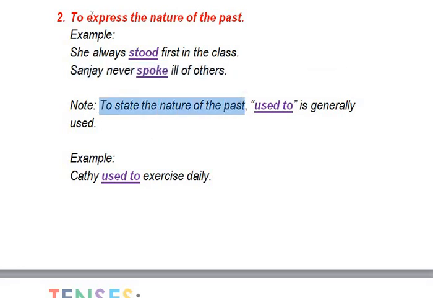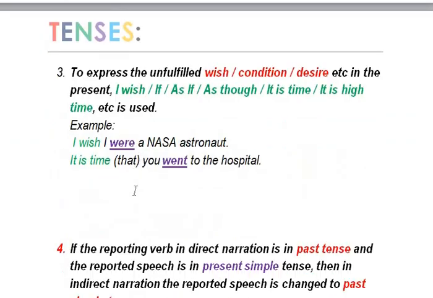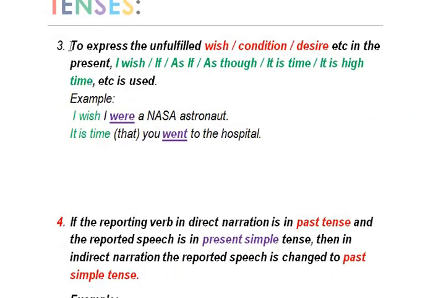But note that here we discuss the nature of the past, and similarly, to state the nature of the past, sometimes we can use the words "used to" also. For example, Kathy used to exercise daily. So the meaning of this statement is nothing but she took exercise daily. So sometimes you can use "used to" instead of the V2 form in the simple past tense.